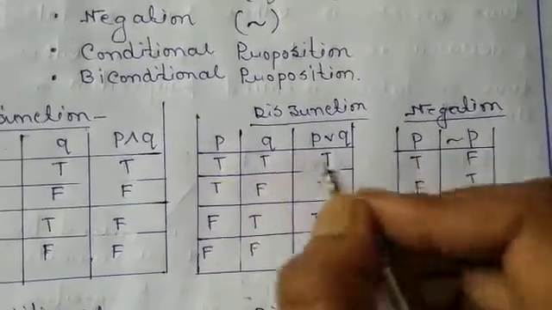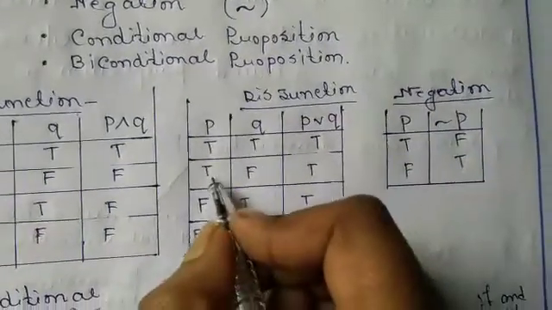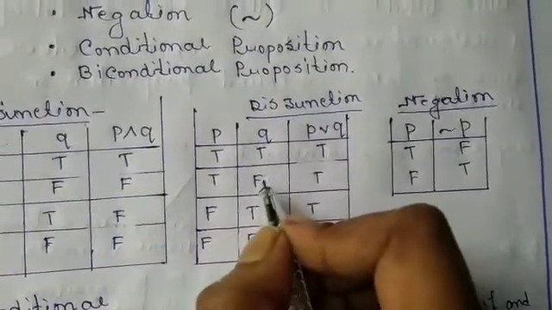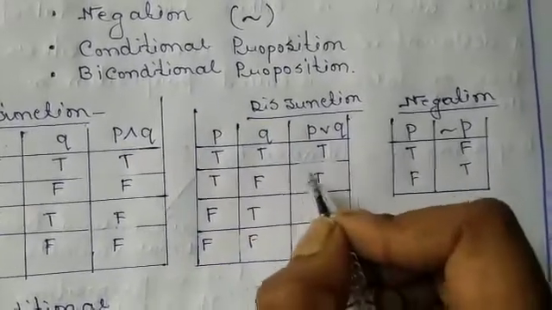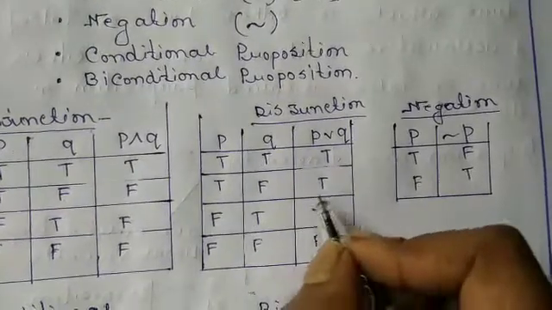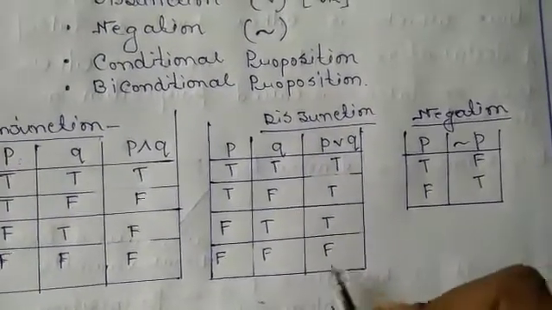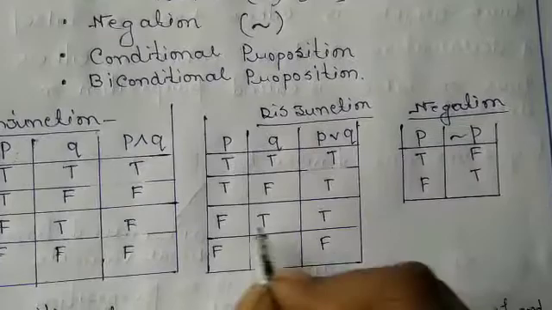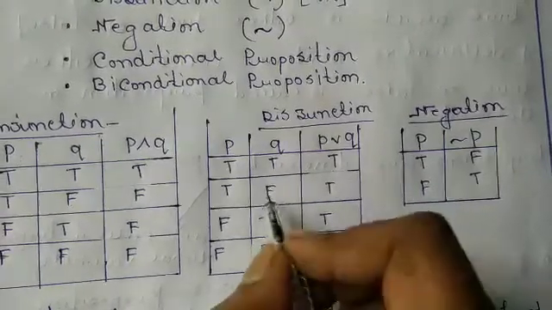1 plus 1, what will happen? The answer definitely will not be 0. The answer will never be 0. So it is 2, which is true. And 1 plus 0, the answer will be 1, so true. 0 plus 1, the answer will be 1. 0 plus 0, the answer will be 0, so for 0 it is F, and for 1 it is true.